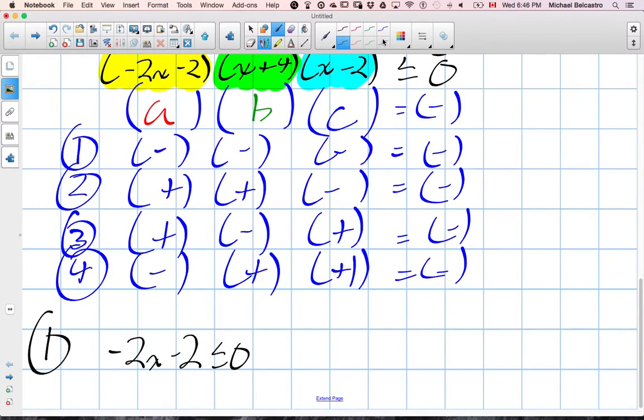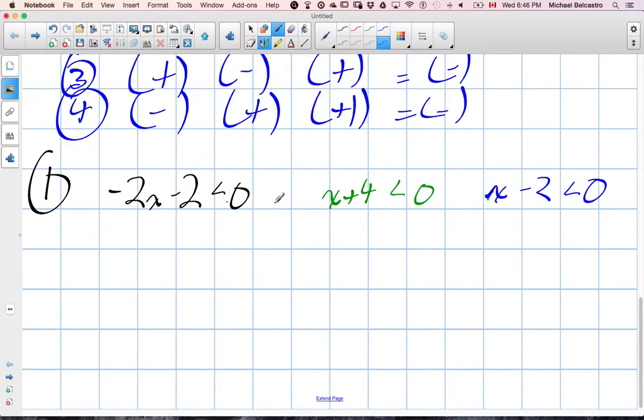Our next version, do it in green here, x plus 4 is less than or equal to 0. Actually, I can't say equal to because we said we need it to be negative, right? So we're just going to say less than 0. And the third version, we'll do that in blue, x minus 2 is less than 0. Okay, so in these cases now we solve for x.